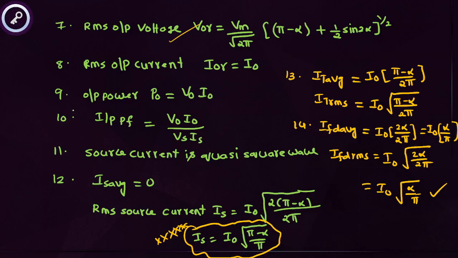This is the RMS output voltage expression. But it is a continuous mode, so RMS current equals average current. In a continuous mode, output power equals V naught into I naught. Input power factor equals V naught into I naught by Vs into Is. The source current is a quasi square wave.